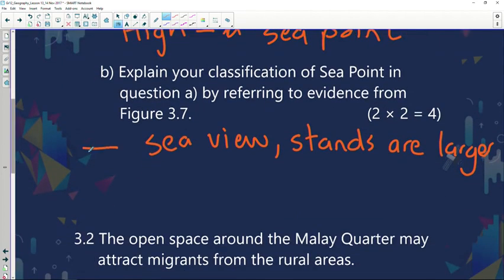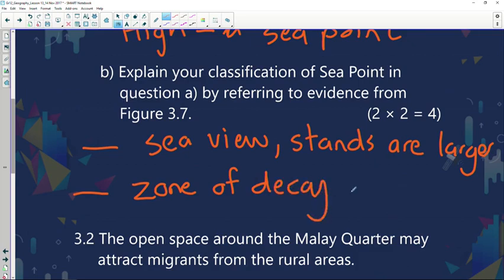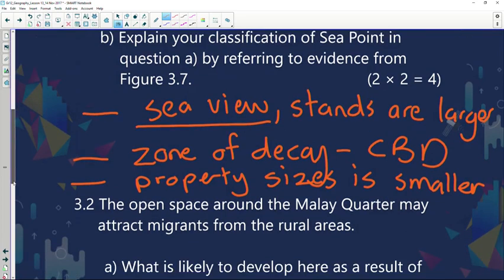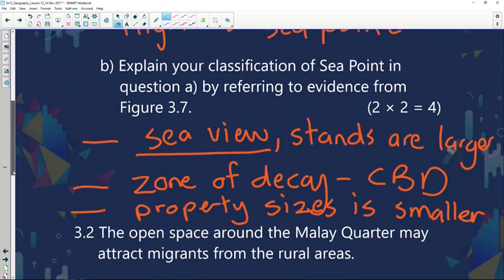The reason why I'm saying that the Malay Quarters are low income is because it's where the zone of decay is. It's just on the outside of the CBD and the property sizes are smaller. So it's going to cost a lot more money to buy a property with sea view than in an area such as the Malay Quarters.